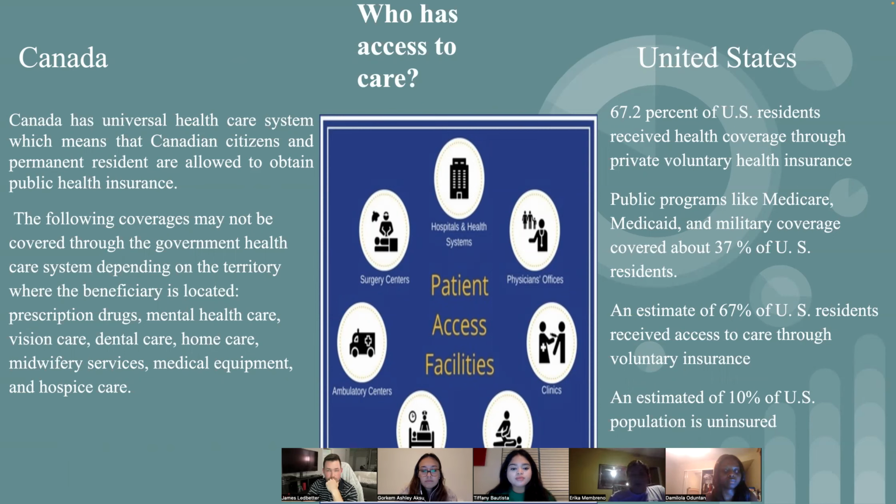In the United States, 67.2% of US residents receive healthcare through private voluntary health insurance. Public programs like Medicare, Medicaid, and military coverage cover about 37% of US residents. An estimated 67% of US residents receive access to care through voluntary insurance, and an estimated 10% of the US population is uninsured.